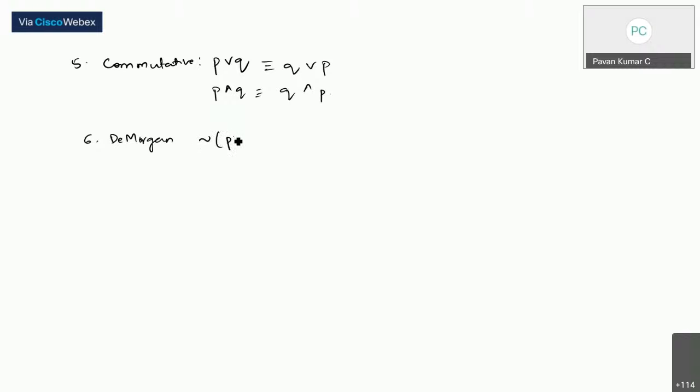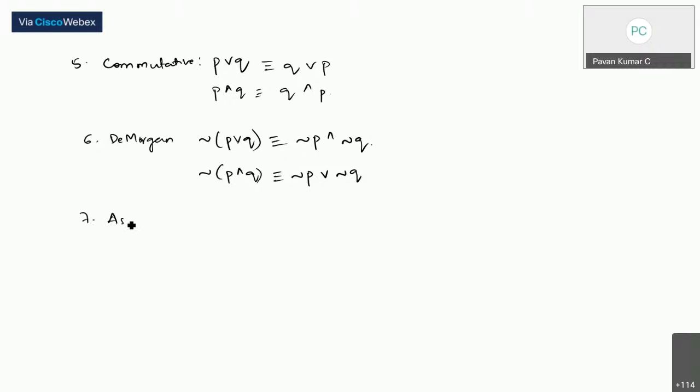If you are having negation of P or Q, it is logically equivalent to having negation P and negation Q. And if I'm having negation of P and Q, then it is logically equivalent to negation P or negation Q. What I'm doing over here is, the negation of P or Q will be negation P, this or will be changed to and, then negation Q. Similarly, the negation of P and Q will be logically equivalent to negation P, this and will be converted into or, and then negation Q.